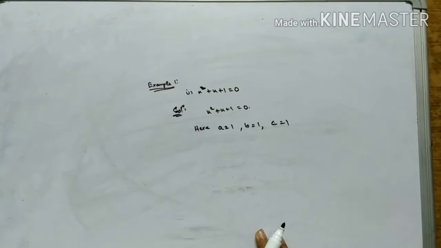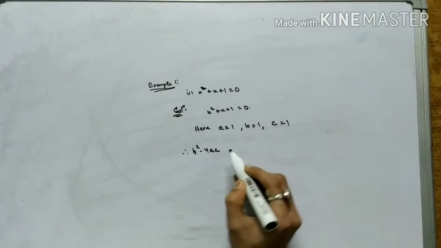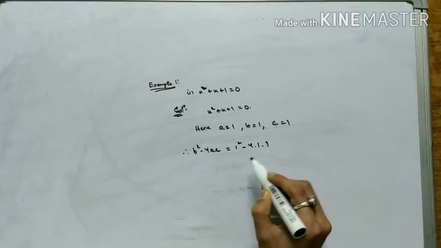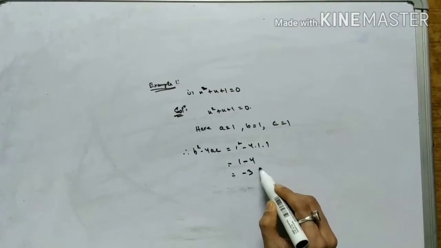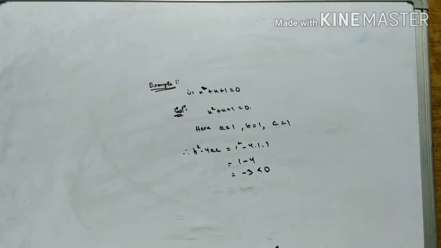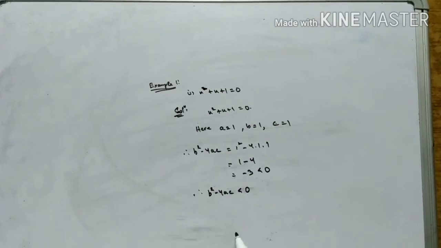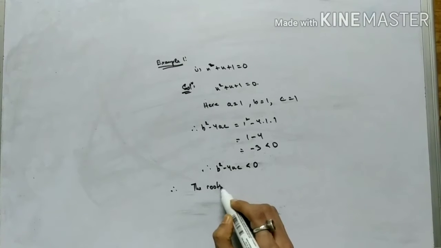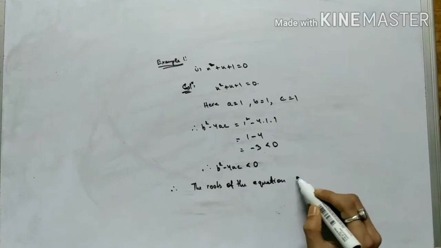Therefore b square minus 4ac is equal to 1 square minus 4 into 1, which gives me 1 minus 4, which is minus 3, and which is less than 0. So b square minus 4ac is less than 0. So what will be the nature of the roots of the equation? Therefore the roots of the equation are not real.